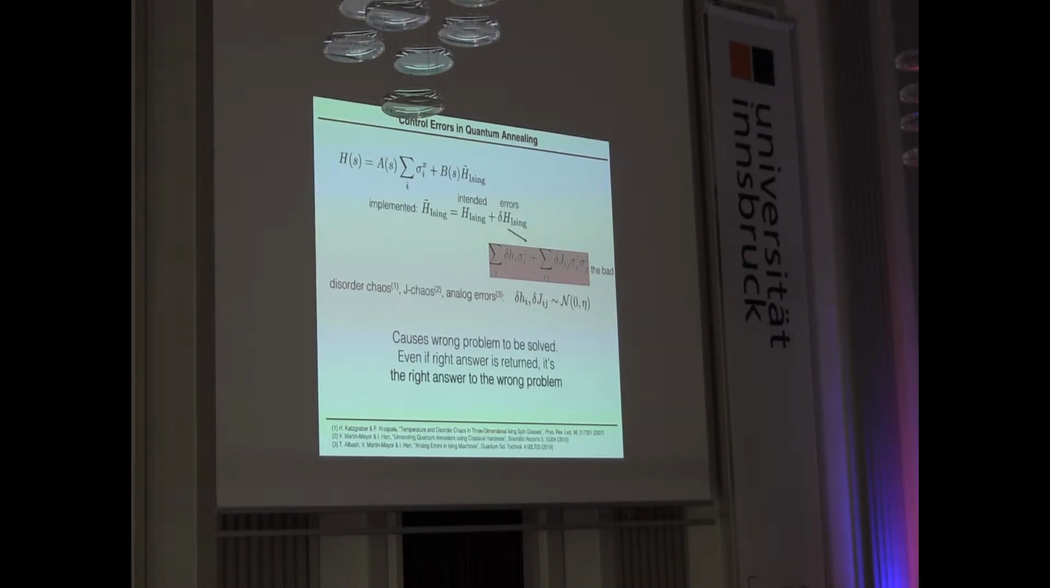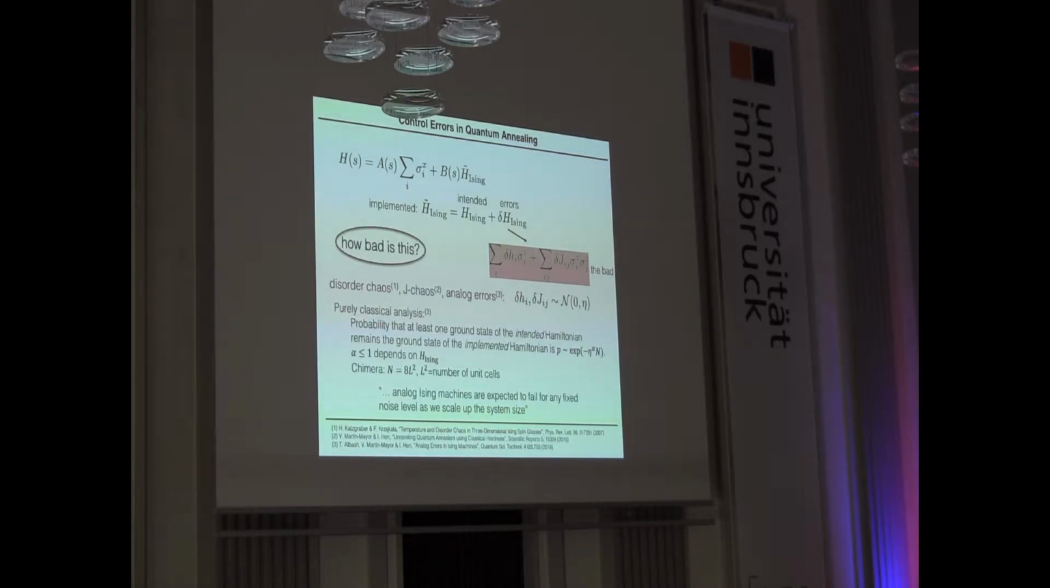And fundamentally, what is the problem with this type of error? The problem is that even if you had an otherwise perfectly working quantum annealer, let's say the only trouble was that it had these control errors, if it worked perfectly, it would solve the minimization problem associated with H tilde and not with H, right? So it would be providing you the right answer to the wrong problem. Okay, that's not good.